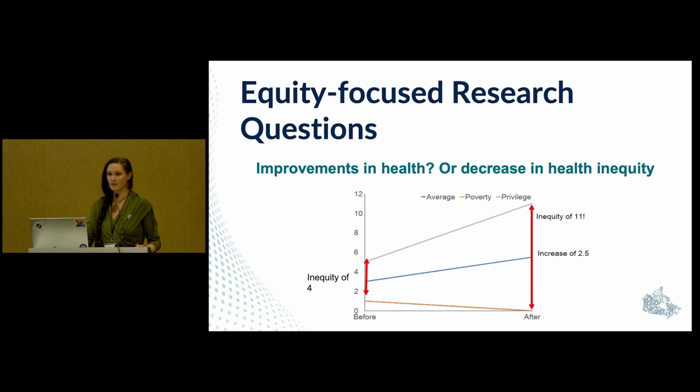We also have this instance where the overall health outcome is still the same, but after the intervention, the health outcome for the people experiencing poverty got even worse. So when you're looking at the changes in a health outcome over time, you would say, oh, well, it's partially good because some people got better, but it's partially bad because some people got worse.